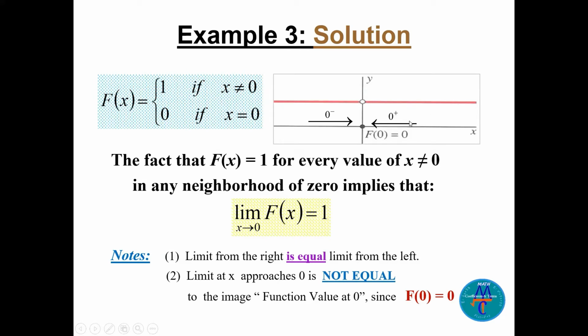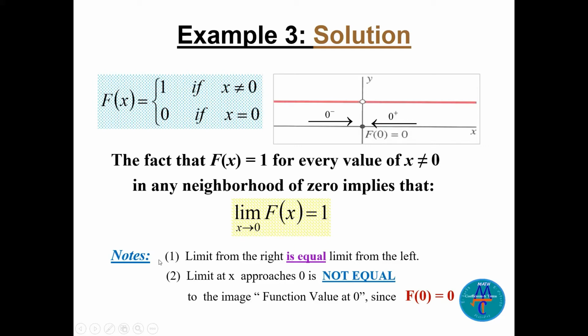Now let's take from the right side. If we are coming to 0 from the right side, we see the limit is 1. Also from the left side, the limit is 1. The limit, not the value. So we say the limit of the function as x goes to 0 is 1.